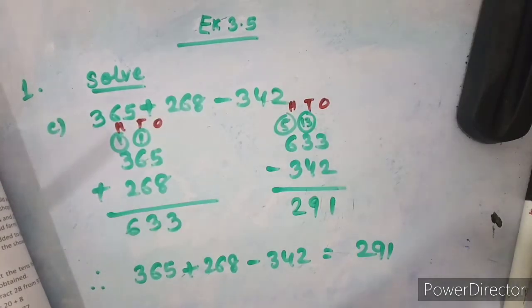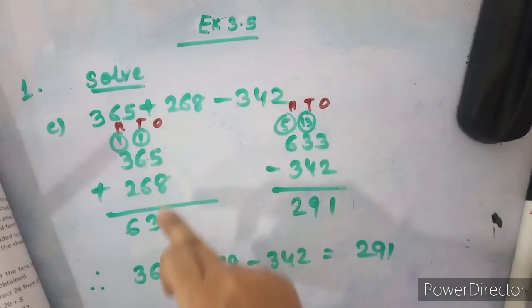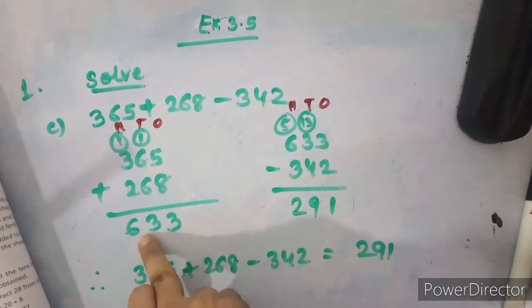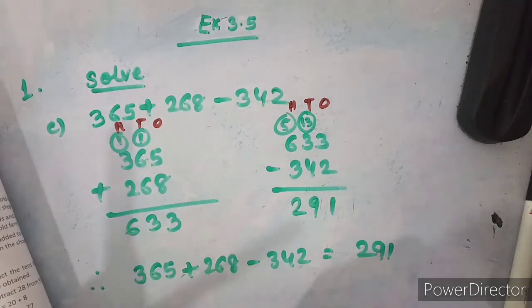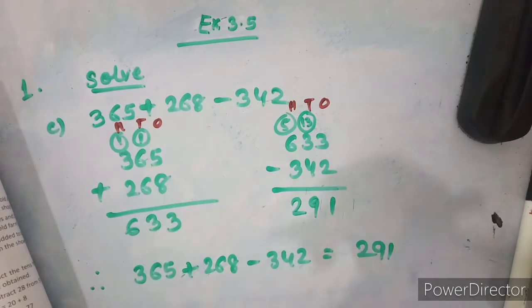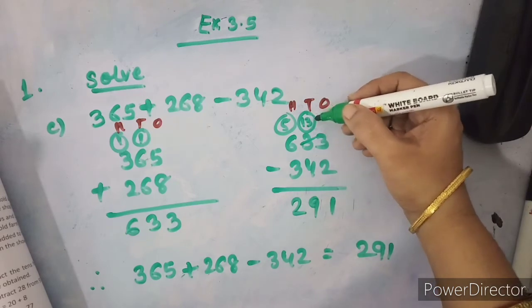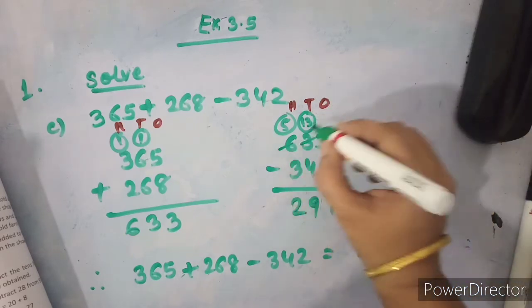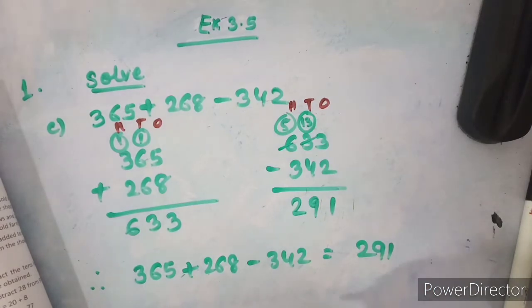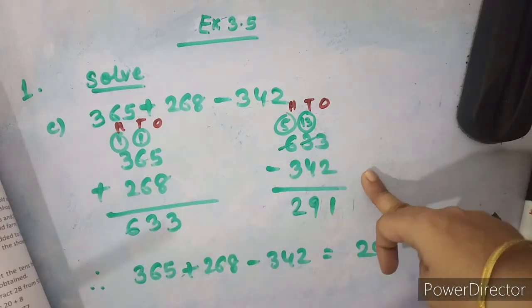Now see the third question, where you have again 3 numbers. These two plus ones I have added. Now we are getting 633 as your sum. Now 633 minus 342. Okay, so 3 minus 2 is 1, and you have here 13. 13 minus 4 is 9, and then you have 5 minus 3, so the answer is 291. Okay, like this you are going to do. Again here you have carryover, and here the borrowing part.